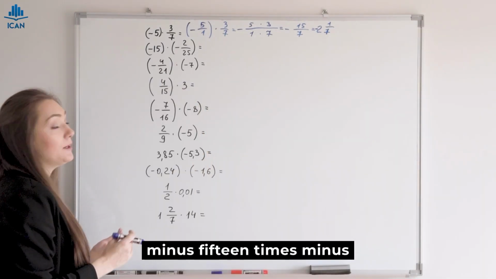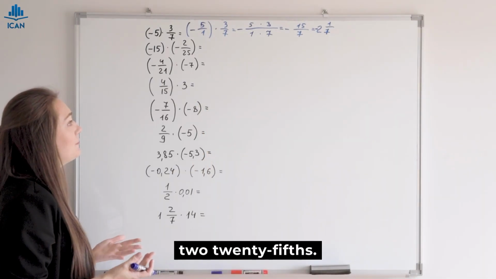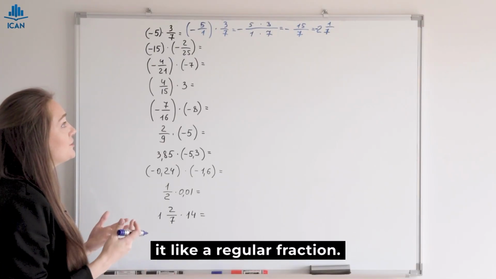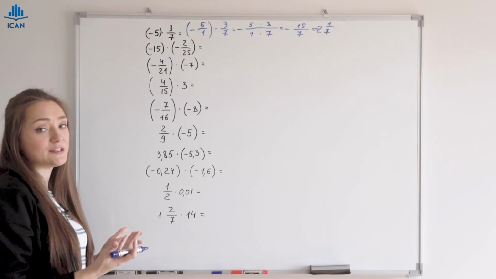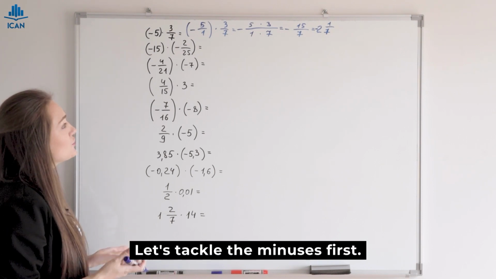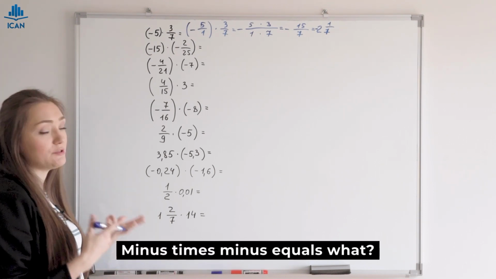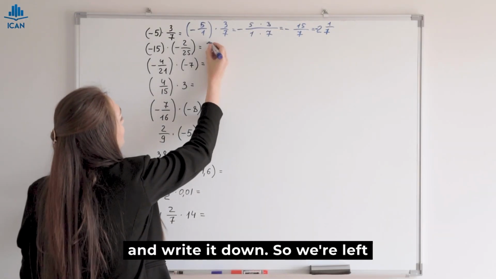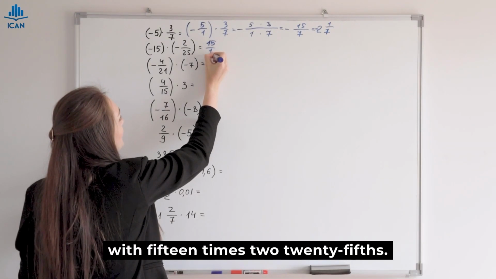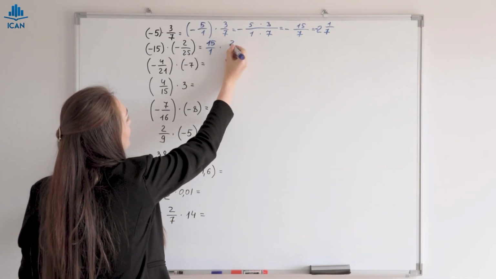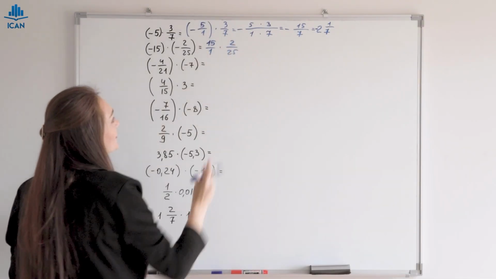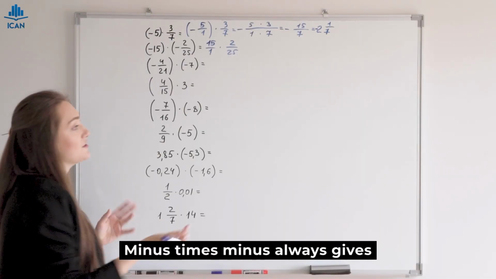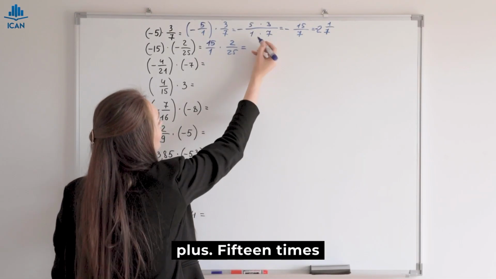Next example, minus 15 times minus 2/25. We'll treat it like a regular fraction. Let's tackle the minuses first. Minus times minus equals what? Plus. We'll drop that right away and write it down. So we're left with 15 times 2/25. Much easier without minuses, right? Minus times minus always gives plus.